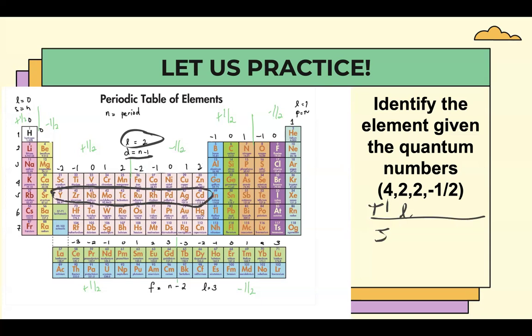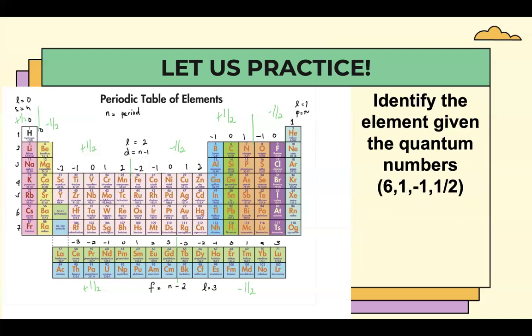Okay. And then next is to identify the M sub L and M sub S. So the M sub L is 2, so we have two possibilities. It's either here or here. So it's either technetium or cadmium, either of the two. Now, lastly, the one that you use to identify exactly the element is the M sub S. So since it's -1/2, it's cadmium. Okay, so Cd. So that's how exactly we do that.